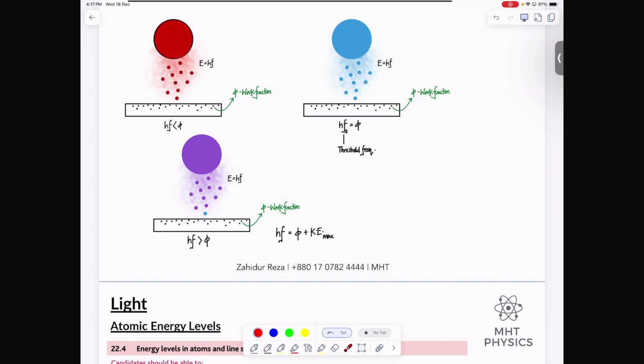Okay, how many of you think that if you increase the intensity and emission is happening, the K will increase? And how many of you think that if the intensity is increased for the same color, what happens to the situation? Does the K increase or the number of electrons increase? How many of you think that? Okay, it's actually the number of electrons.